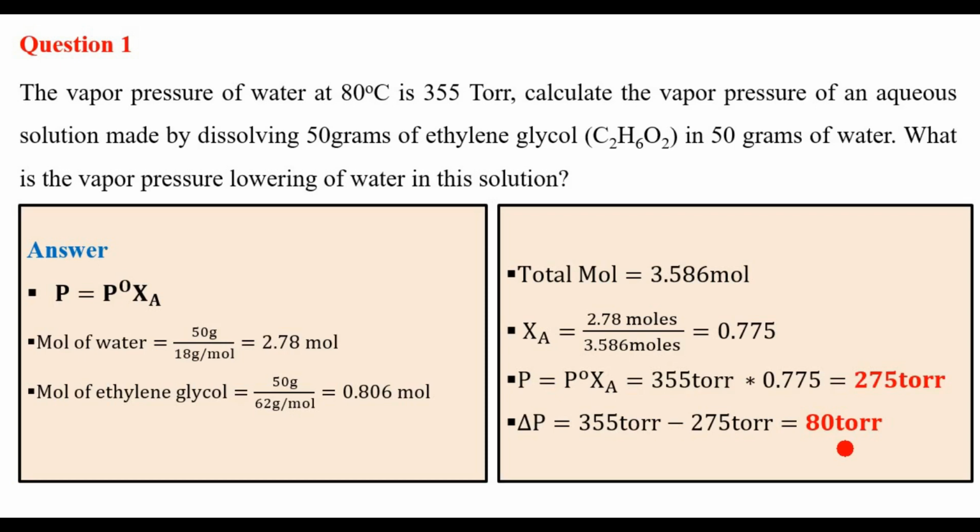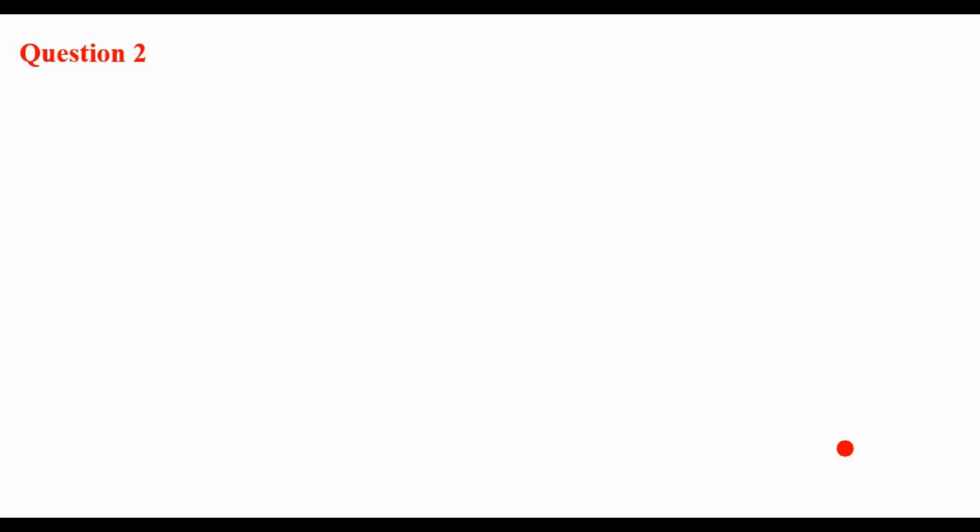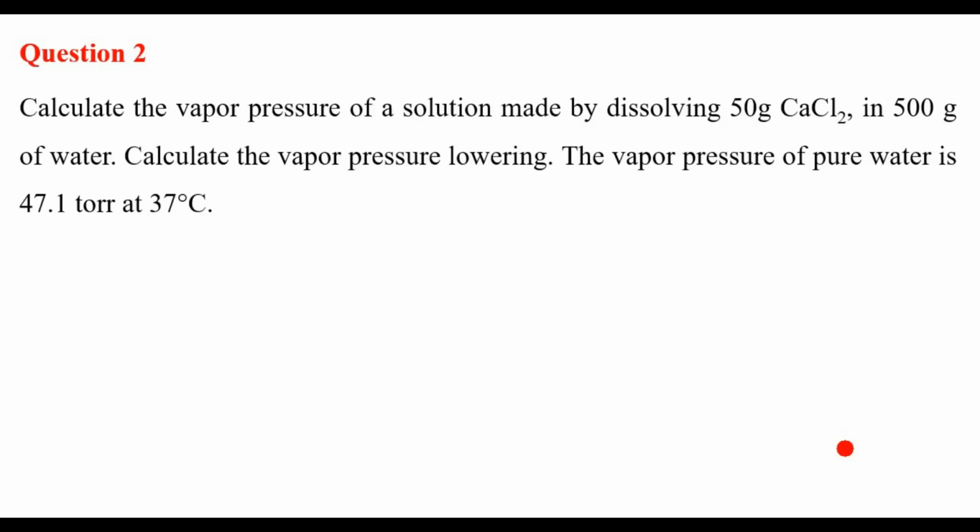Let's move to question 2. Question 2 is asking to calculate the vapor pressure of a solution made by dissolving 50 grams of calcium chloride. This is the mass of the solid in 500 grams of water. So now we have the mass of the solid and we have also the mass of the pure solvent. Then they're asking to calculate the vapor pressure lowering.